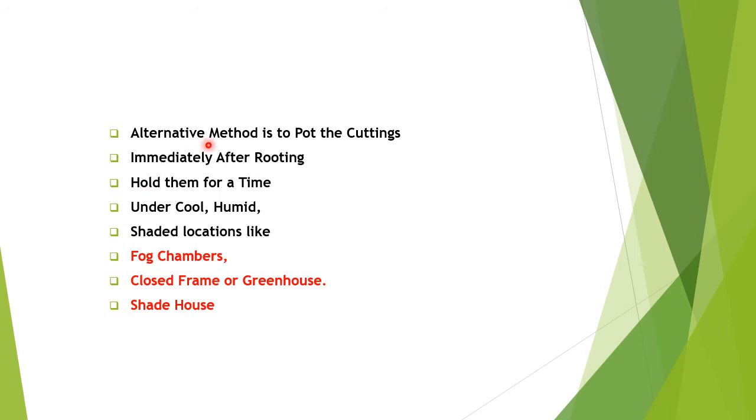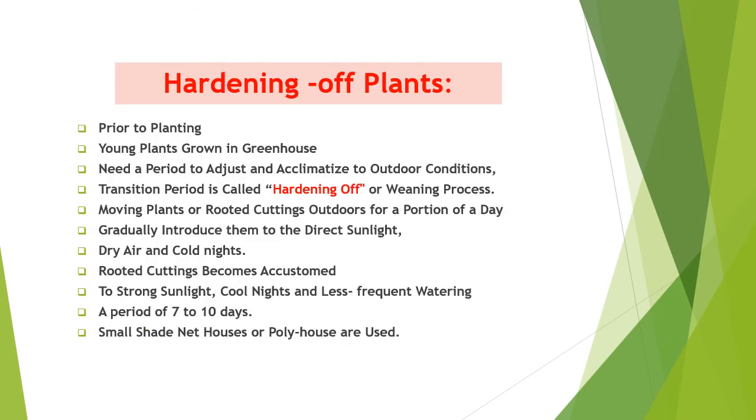And then there are alternative methods. You can pot the cuttings immediately after rooting and hold them for a time under cool, humid, shaded locations. So there are alternative methods where you can pot the cuttings. You can put them in fog chambers, which are shaded locations. There can be closed frames, greenhouses, or shade houses, where this acclimatization process is done automatically. And then there is hardening off.